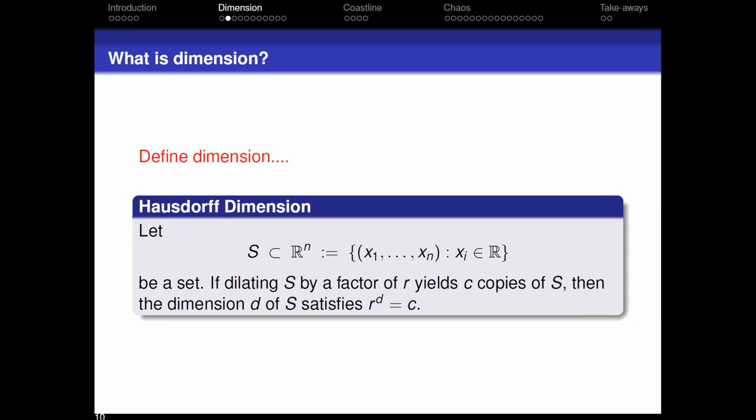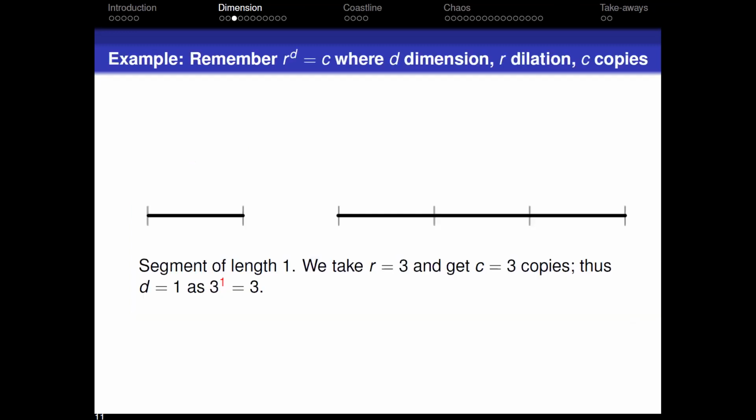Good. So let's do the line from 0 to 1. Start off with a line. This is the most simple thing we can do. If we dilate it by a factor of 3, so rather than having a line from 0 to 1, we now have a line from 0 to 3. We have 3 copies. So I'm trying to solve r^d = c, r equals 3, c equals 3, so d must equal 1. All right, the line has dimension 1.